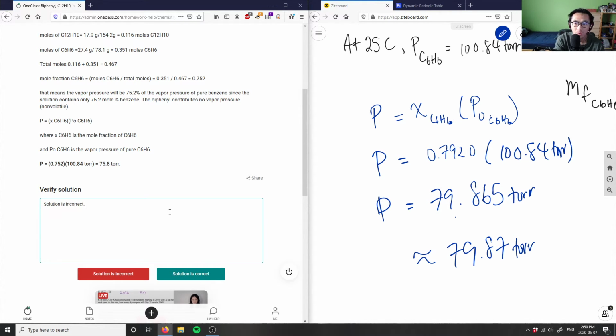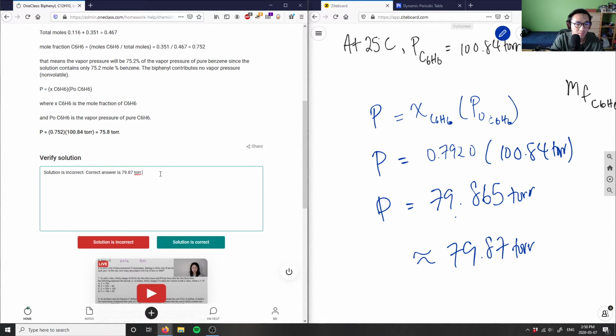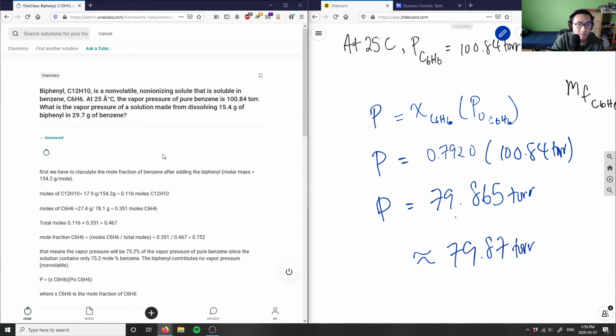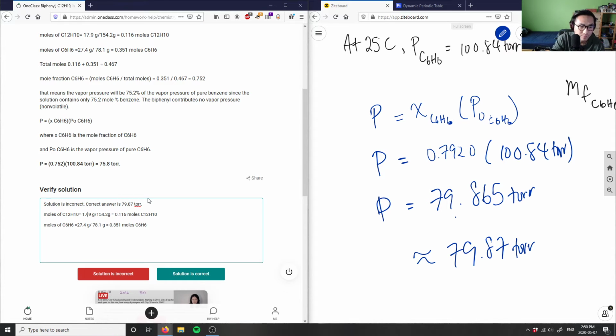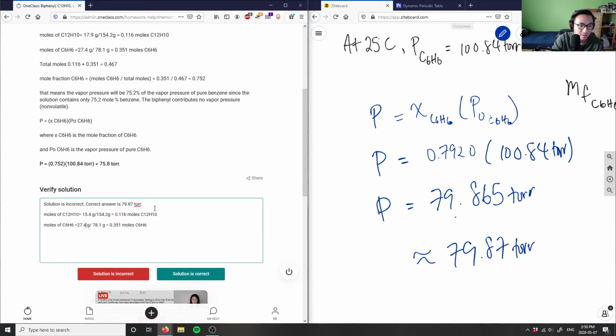The correct answer is 79.87 torr, and the reason is that they messed up this part here. So I'm going to copy and paste it. It was supposed to be 15.4 here, and then it still resolves to 29.7. So I don't know if I can bold this. Nope, I can't bold this.